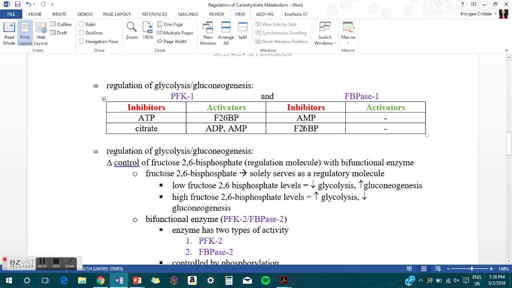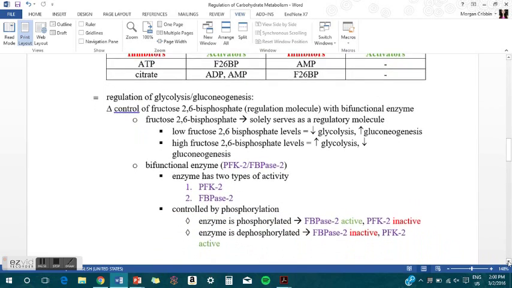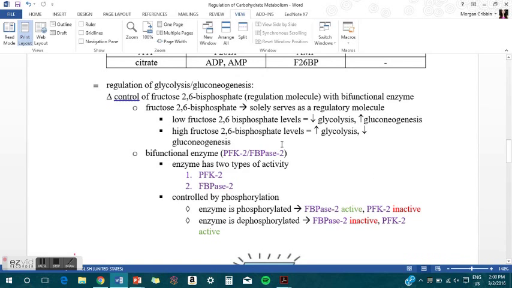So we saw that fructose 2,6-bisphosphate is an activator for PFK1, and in the opposite vein, which makes sense, it's going to be an inhibitor for FBPase1. So if you have an increase in F2,6BP, your FBPase1 is not going to be very active, and you're not going to be producing glucose in gluconeogenesis. And in the opposite vein, your PFK1 is going to be active, and you'll most likely be doing a lot of glycolysis and breaking down glucose.